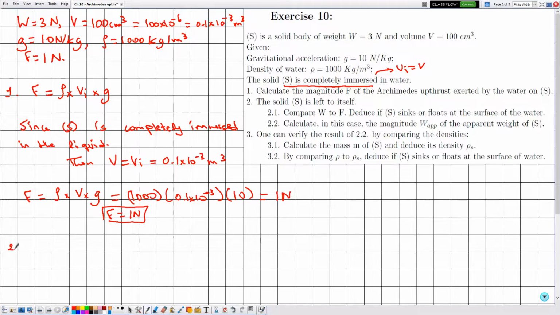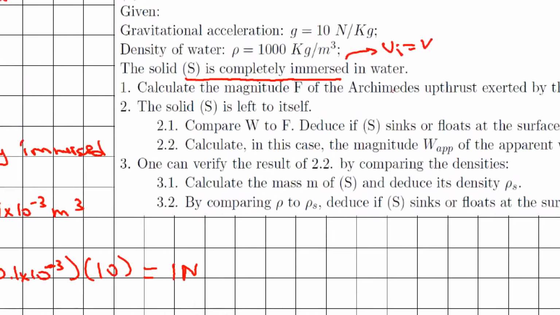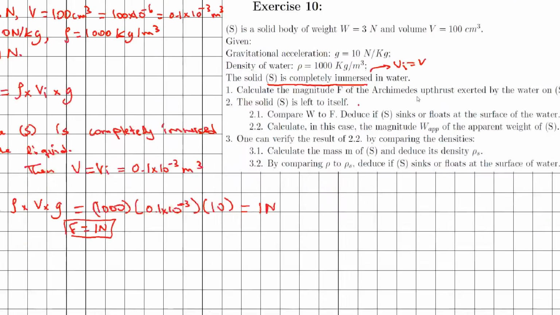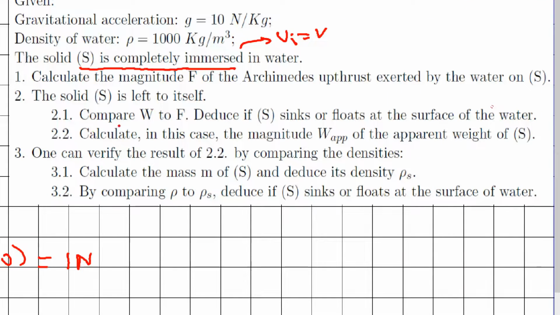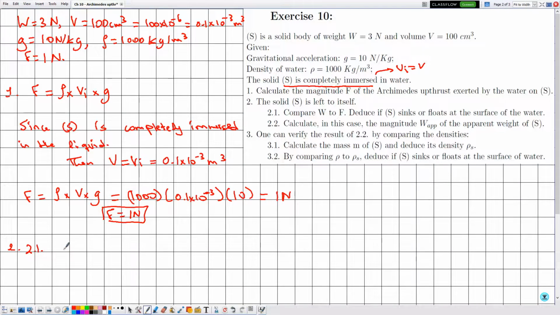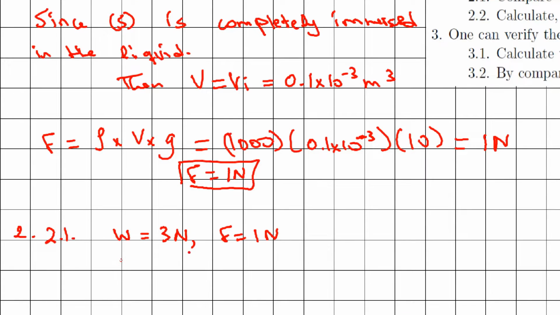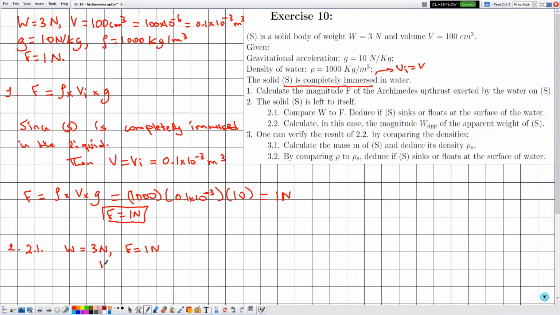Now number 2, the solid S is left to itself. Okay, 2.1: compare W to F, and deduce if S sinks or floats at the surface of the water. First let's do the comparison between W and F. The value of W is 3 newtons, and the value of F is 1 newton, and by compare we need to say whether W is greater than, less than, or equal to F. Here it's obvious that W is greater than F.